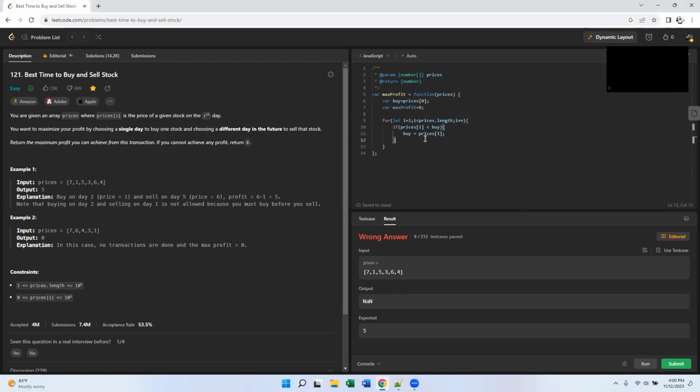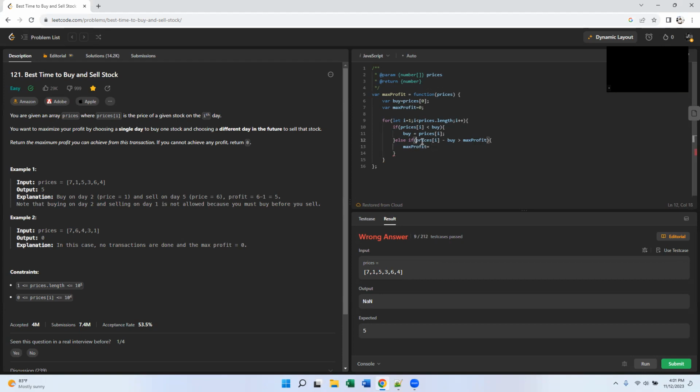Now, the second option was to sell the stock, right? But only if we're getting the maximum profit, then only we have to sell it. So let's see when we are getting the maximum profit. So if prices of i, that is the current day's price, minus the last time when you bought it, is greater than whatever the current maximum profit we have, right? Then we know that we can sell the stock. So we can just go ahead and update our maximum profit variable with that.